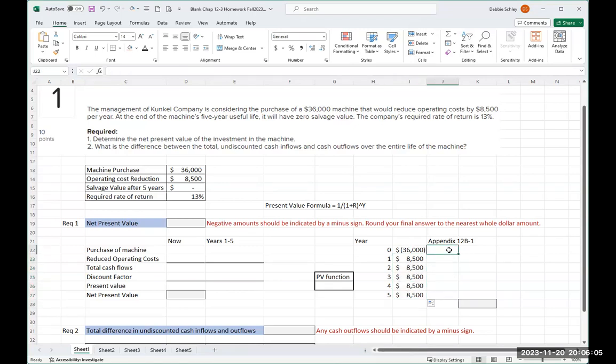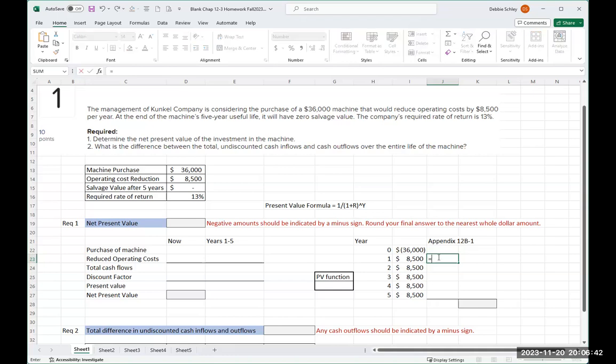And now here, if I wanted to, I could go and look in the appendix of 12B-1, and I can find these numbers by looking for my 13% and then year 1, 2, 3, 4, 5, and get that decimal 3-digit number. Instead, I'm going to show you how to use this present value formula, which is 1 divided by 1 plus the rate raised to the value of which year it is.